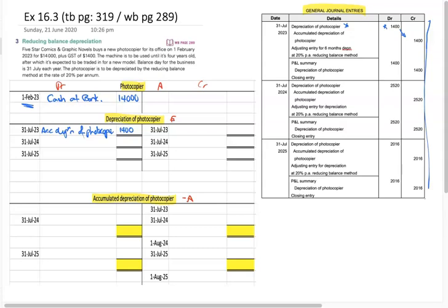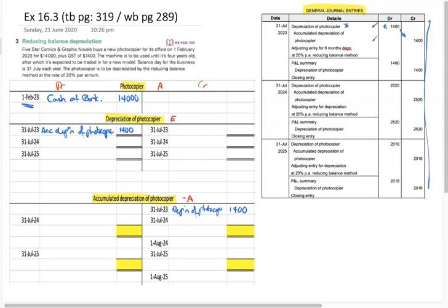Our other side of this is we're going to find our credit. In this case, it is our accumulated depreciation of photocopier, $1,400, and this is going to be just depreciation of photocopier. So we've ticked those off. Let's tick them off as we go.